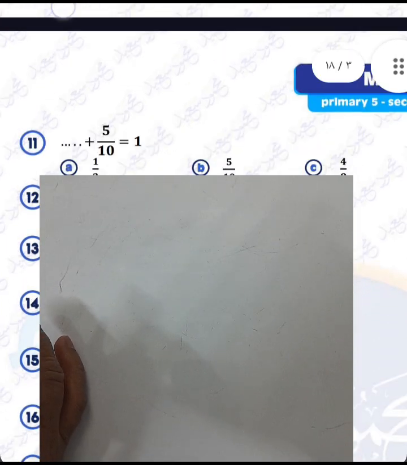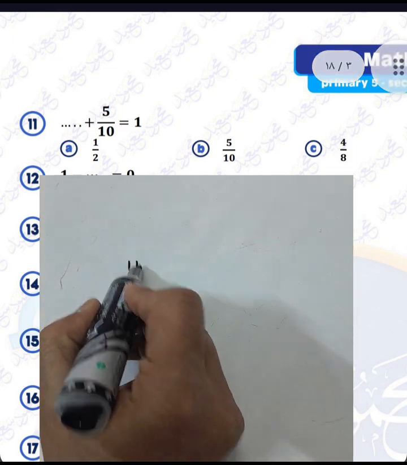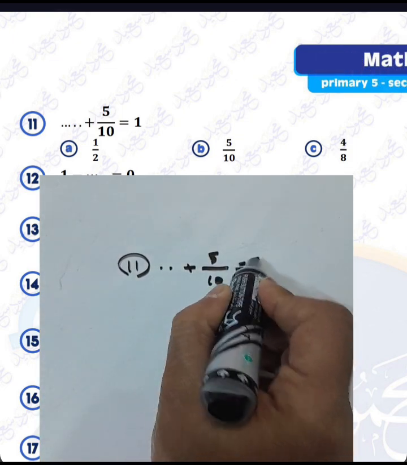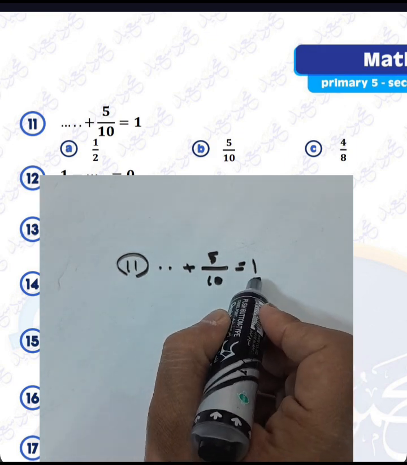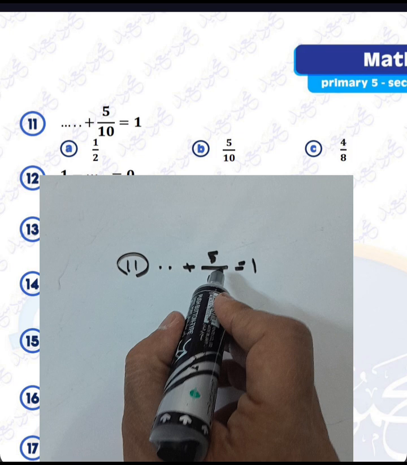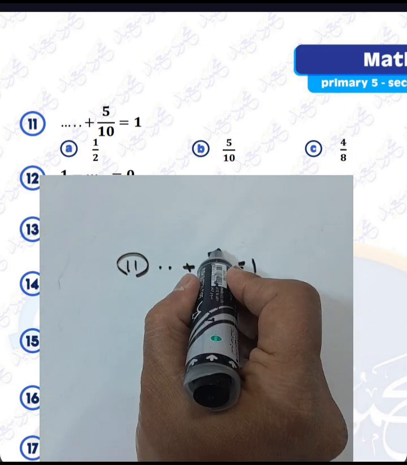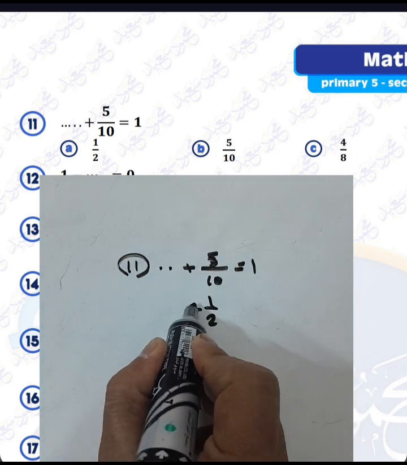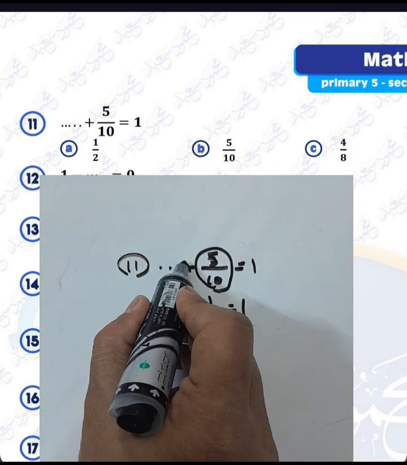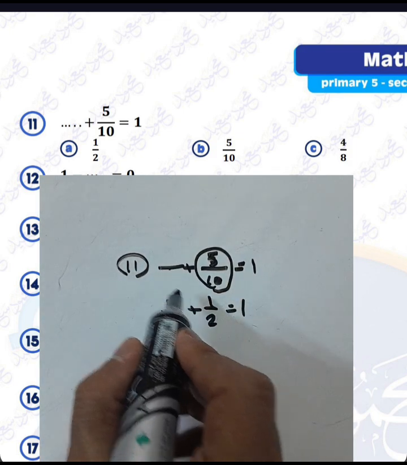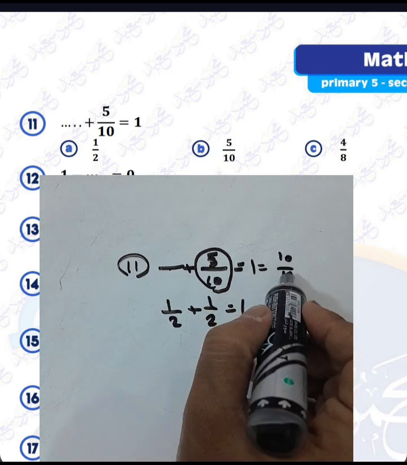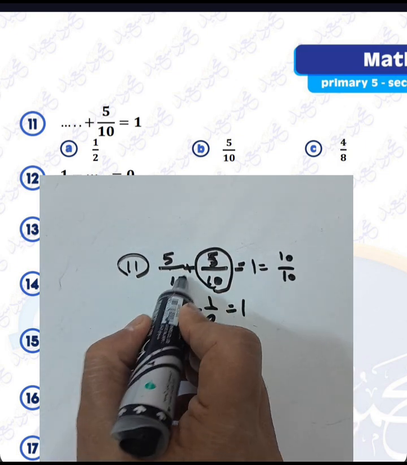Next question, question 11. Blank plus 5 over 10 will be 1. We know 1 equals 10 over 10. Or you can simplify 5 over 10, it will be half. Half plus half will be 1, because 5 is half of 10. Or you can write 1 here as 10 over 10, and 10 over 10 equals 5 over 10 plus 5 over 10.